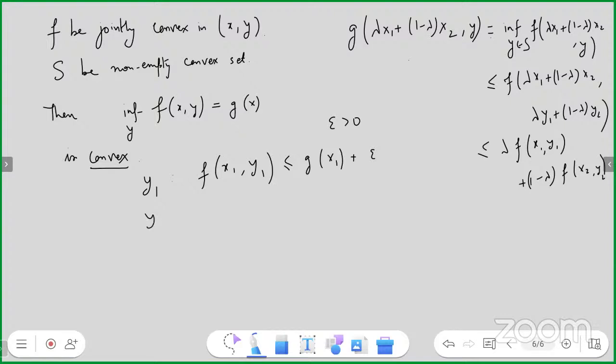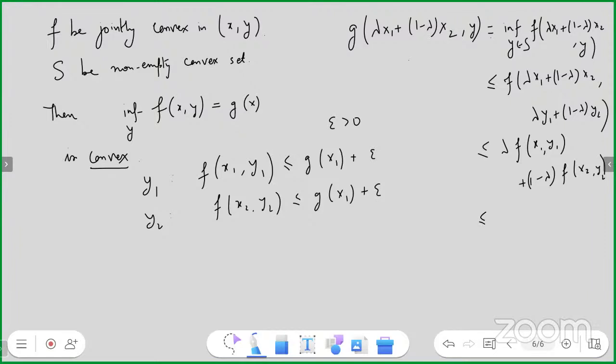Similarly, I can get y2 such that f of x2 comma y2 is less than g of x2 plus epsilon. So I'm fixing an epsilon, essentially close to 0, is what I'm going to pick. So what does it mean? Right, so right here, make this choice. Such a y1 and y2 exist. Just make those choices. And lambda y1 plus 1 minus lambda y2, because of the convexity of S, also belongs to S. So all of this is fine.